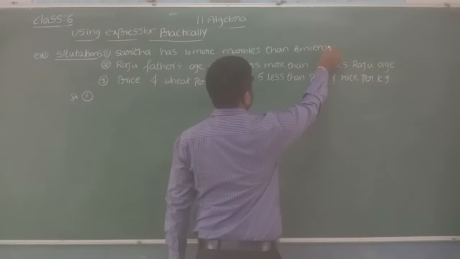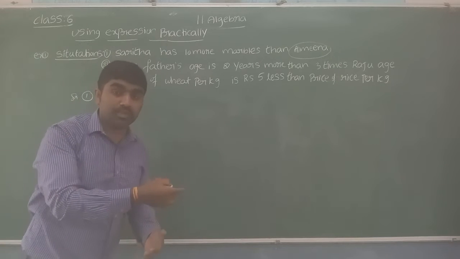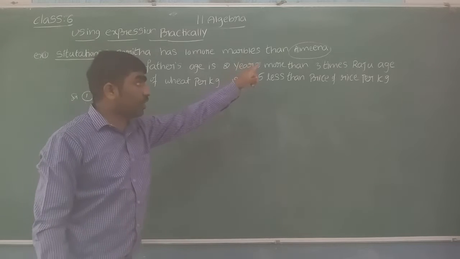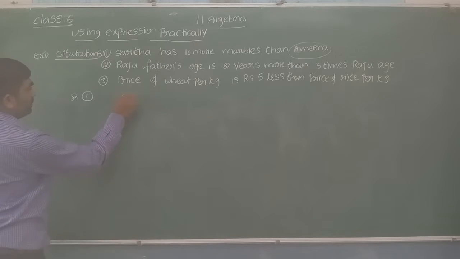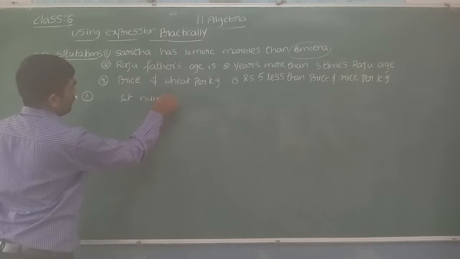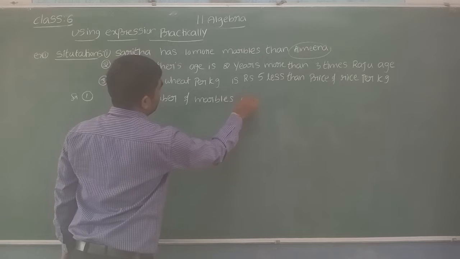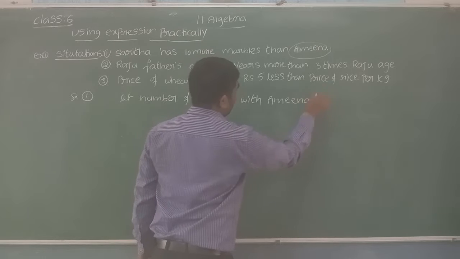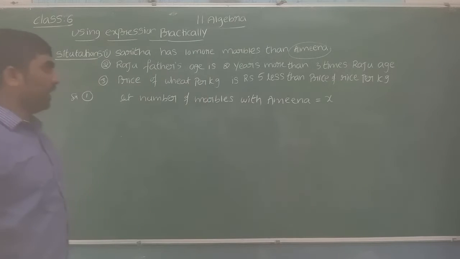Here we will come from backwards. We don't know the number of marbles with Amina. If I know it, I can easily find the marbles with Sarita by adding 10. So this unknown quantity I want to express with the help of alphabets. So we take here: let the number of marbles with Amina. How many marbles are there with Amina? We don't know, it is the unknown value. So let me take some alphabet, X. So she has X number of marbles.